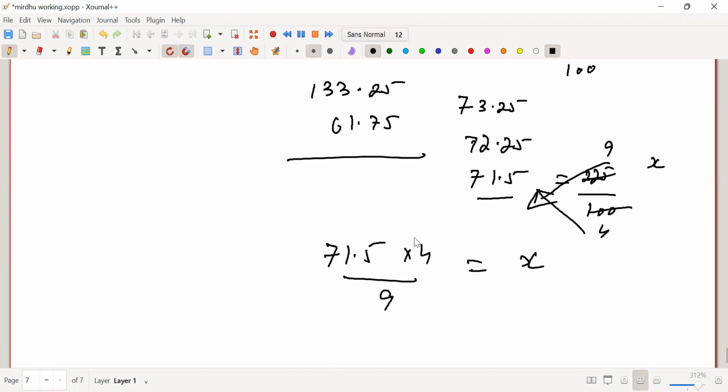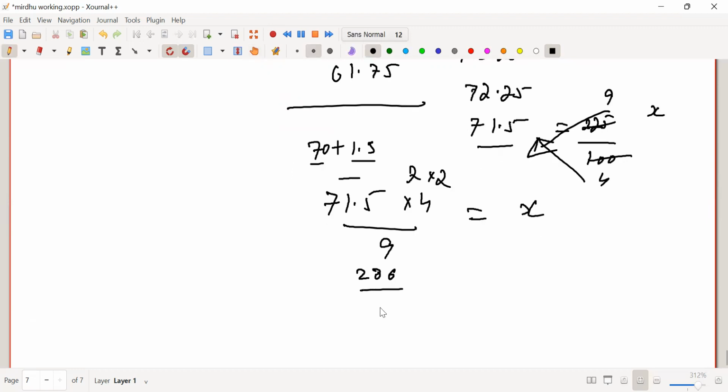Next step. Multiplying by 4 is 2 into 2. Right? Or else you want to cancel? Multiply. So 71.5 into 2, 143. The process is 70 plus 1.5, 140 plus 3, 143. 143 into 2, 286. Okay, 286 divided by 9 equal to x.